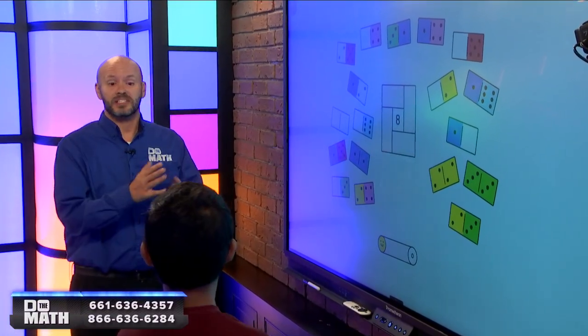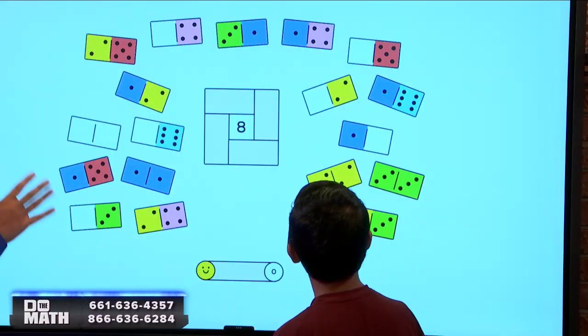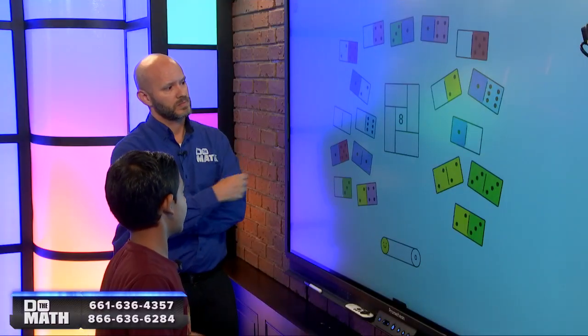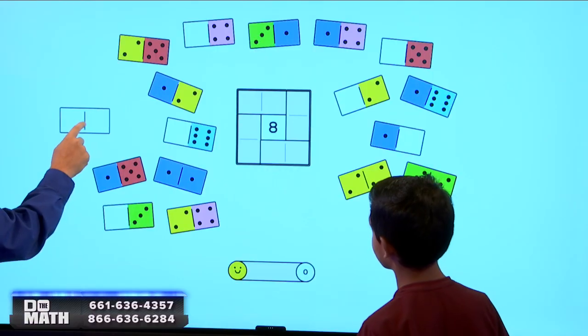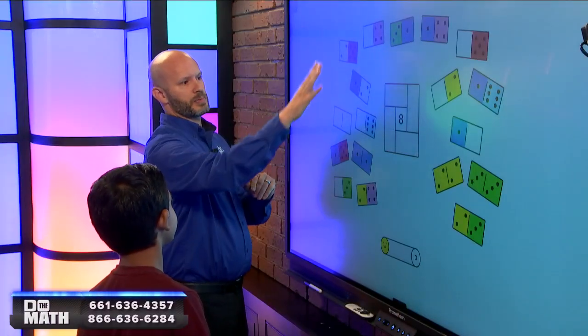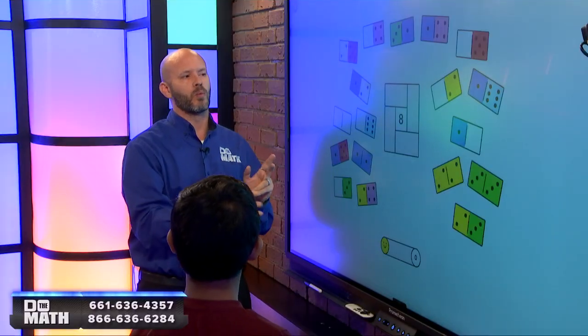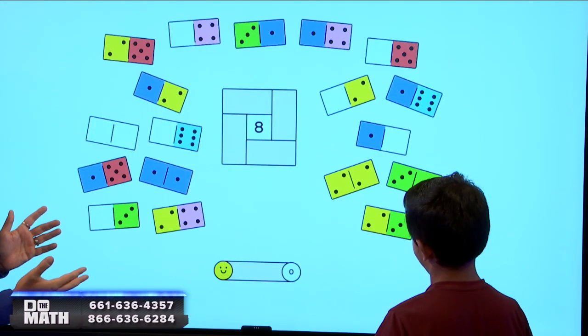All right, so what stands out to you as far as what you see before we do anything else? One thing that stands out, it's that piece right there. It has no number or color on it. So tell me what you recognize these pieces as. Dominoes. These are dominoes.